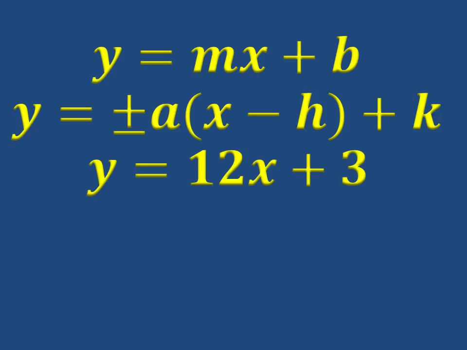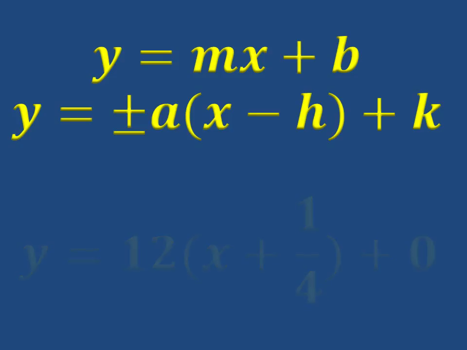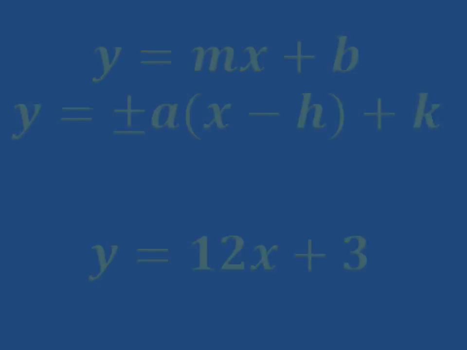Notice that the vertical stretch 12 is actually the slope of the line m. Now instead, suppose we apply the transformation of shifting the graph 1/4 unit left and not shifting it up at all. We would now have 12 times x plus 1/4 plus 0. But if you distribute the 12 and eliminate the 0, you still get y equals 12x plus 3. It seems that shifting 1/4 unit to the left resulted in exactly the same graph as shifting 3 units up.